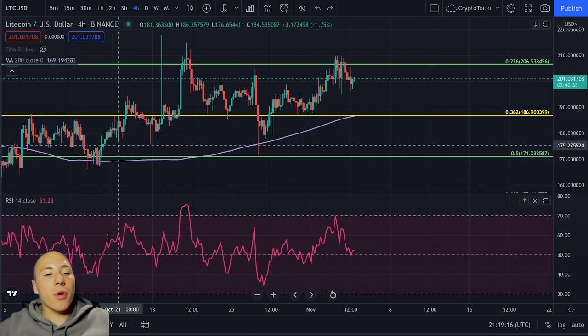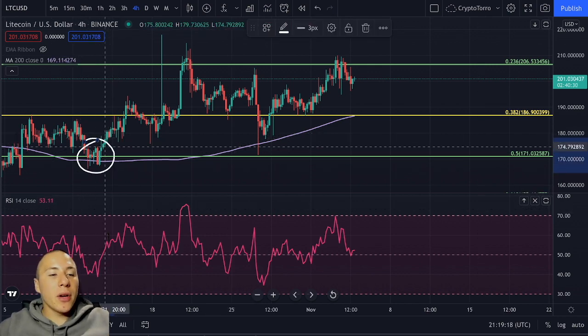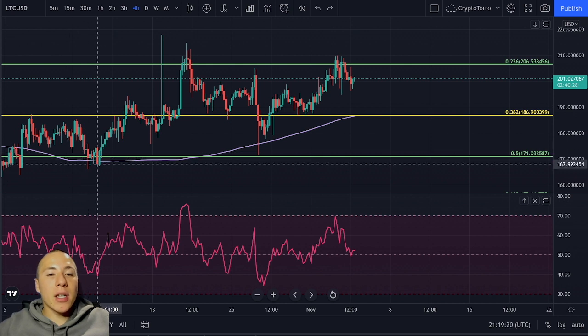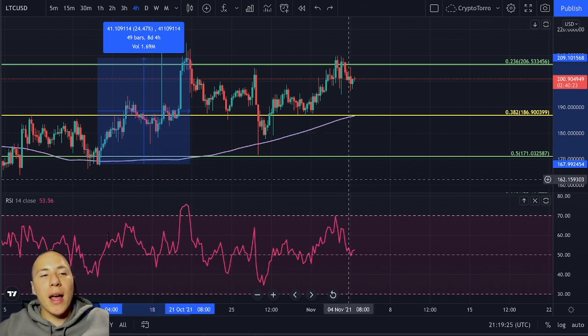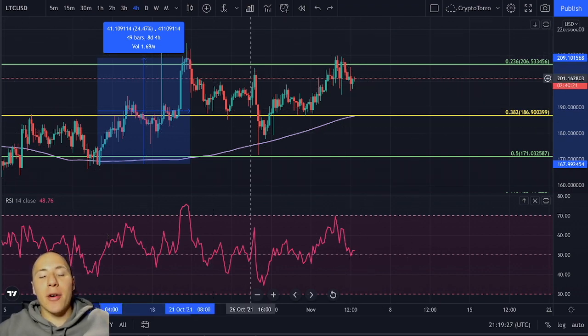As we saw the last time, once we found support on top of it, we experienced a major movement towards the upside of approximately 24%. And if we do this once more, I think something similar is very likely to occur.